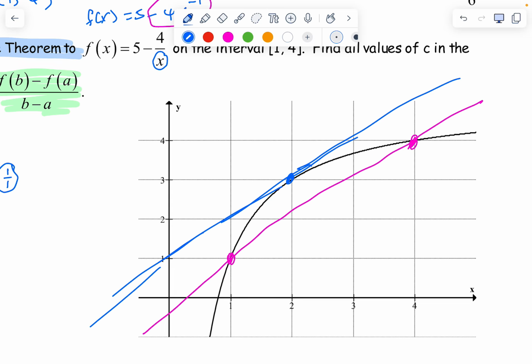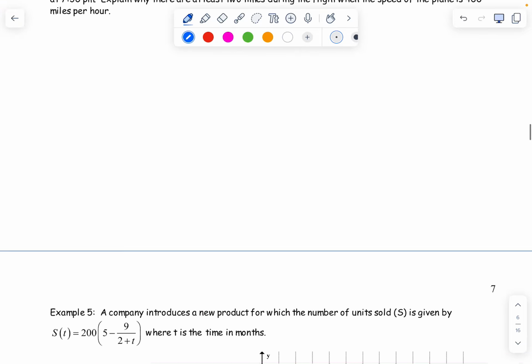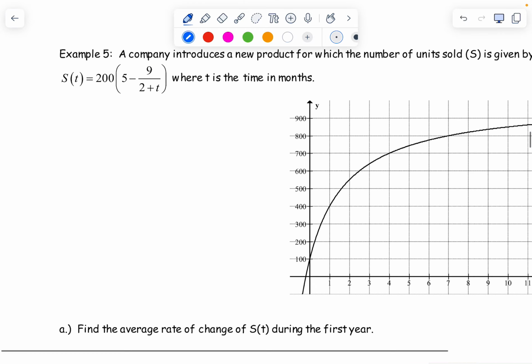So when you connect your lines with the secant, and it's not parallel, then most likely your answer is incorrect. Okay? So again, mean value theorem means two lines are parallel. AROC and IROC are what to each other? They're equal. All right. Now let's go on to number 5 is where we are going to need Desmos.